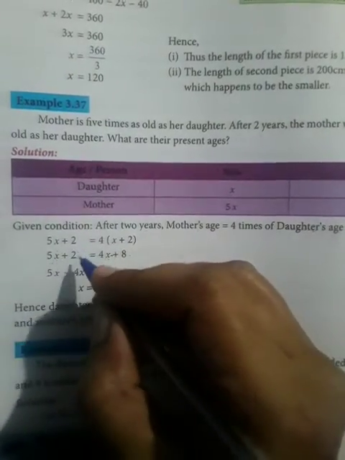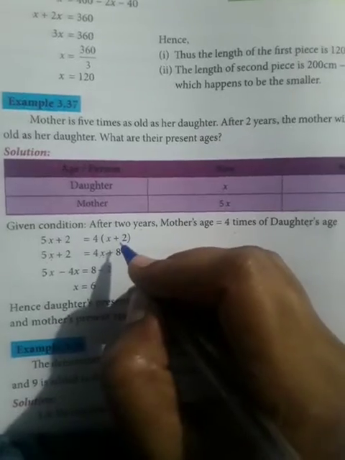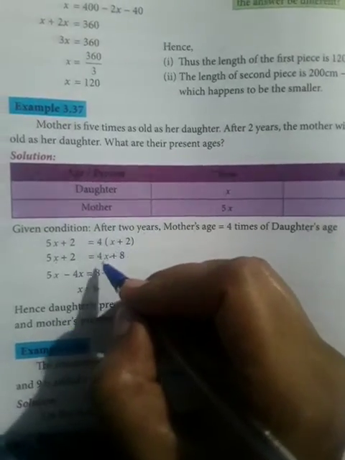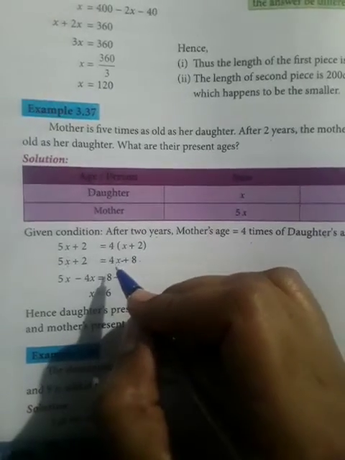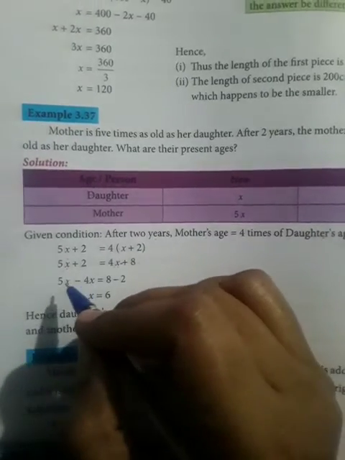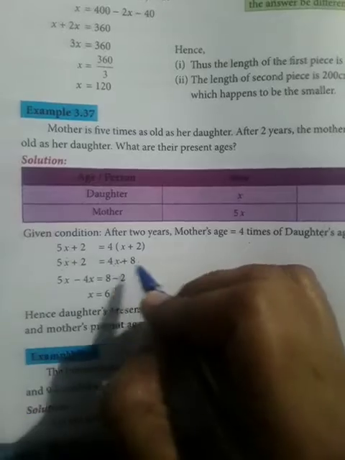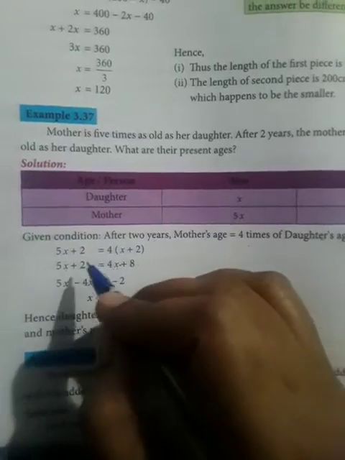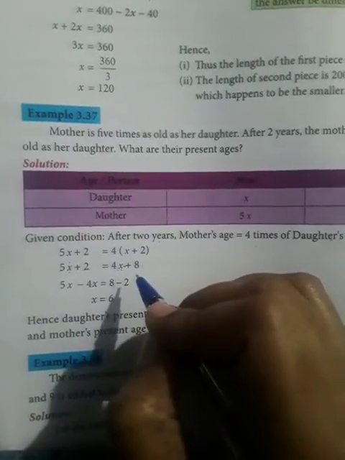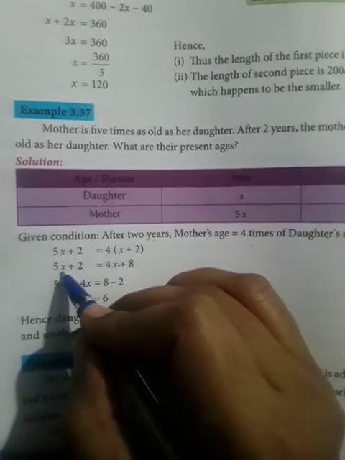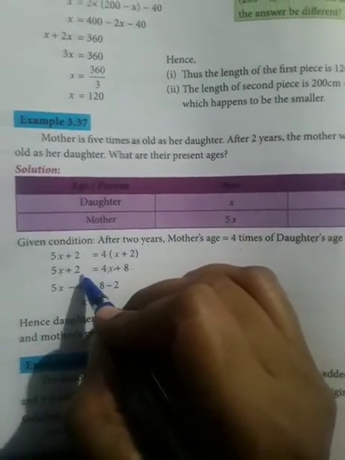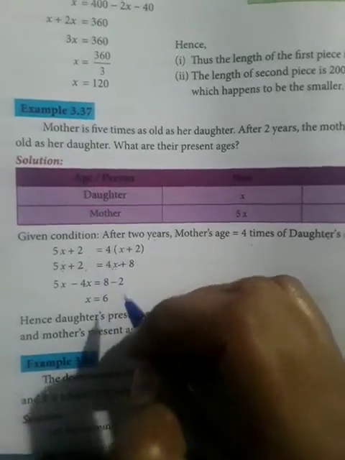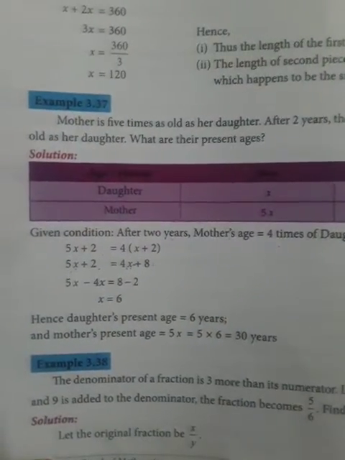Now 5x plus 2 is equal to 4, you just multiply inside. 4 into x is equal to 4x. 4 into 2 is equal to 8. Now the x term, the variable term, you keep on one side, and the number term, the constant term, you keep on the other side. Very easy. 5 is bigger than 4, so you just transpose the 4 to the opposite side. Always transpose the smaller number to the opposite side.